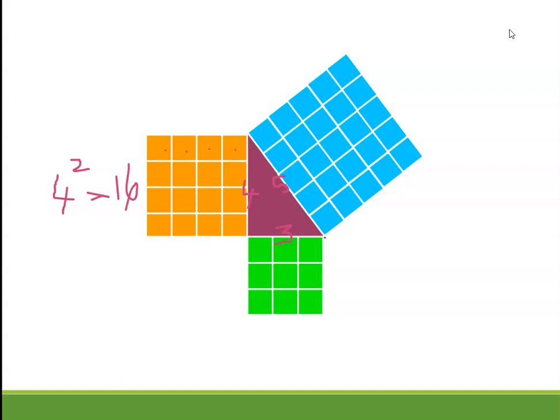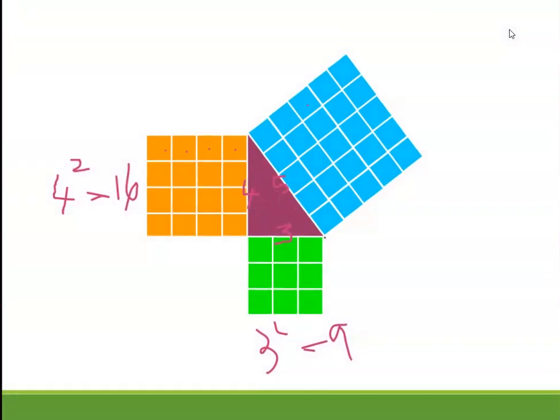Let's count the green squares. 1, 2, 3, 4, 5, 6, 7, 8, 9. And guess what? 3 squared is 9. And we have 5 here. Let's count the squares, 1, 2, 3, all the way up to 25. And of course, I'm sure you picked up the pattern that seeing that the length of that side was 5, we were going to get 5 squared, which is 25.